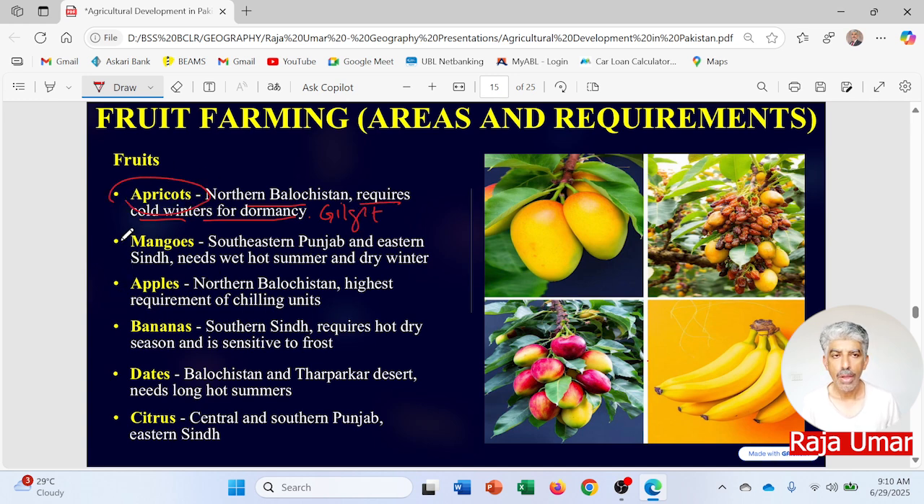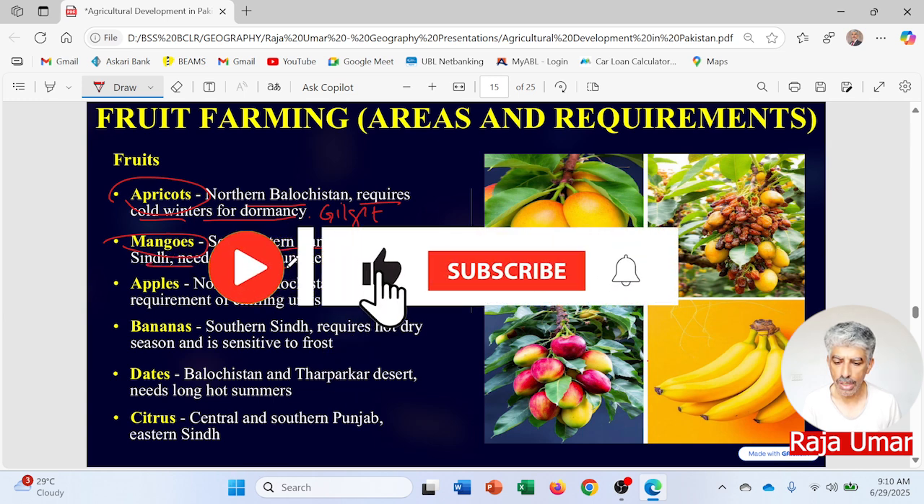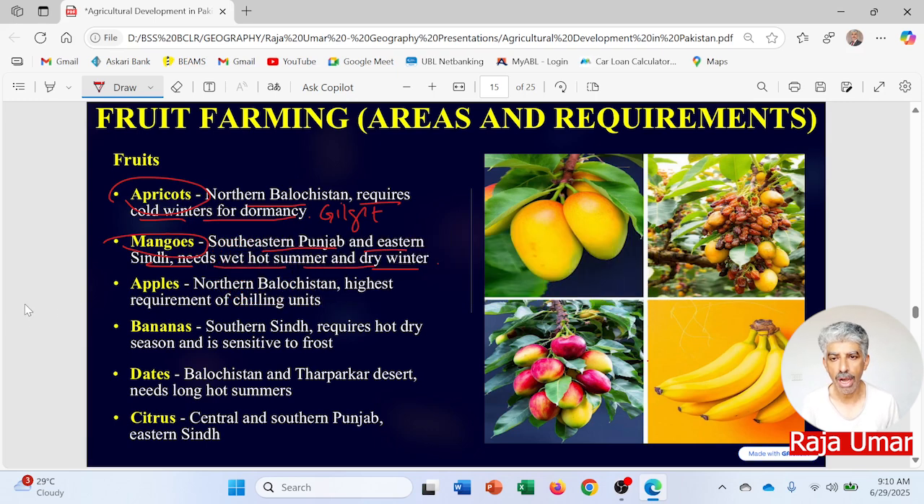So mangoes, the fruit of really very hot and warm areas, mostly southern Punjab, Multan region, Bahawalpur, Bahawalnagar, Rahim Yar Khan, Muzaffargarh, Dera Ismail Khan regions, and eastern Sindh. It needs wet, hot summers and dry winters for the growth of good mangoes, and Hyderabad, Shikarpur, and south of Sindh are also really very famous for the growth of mangoes, and huge orchards are there.